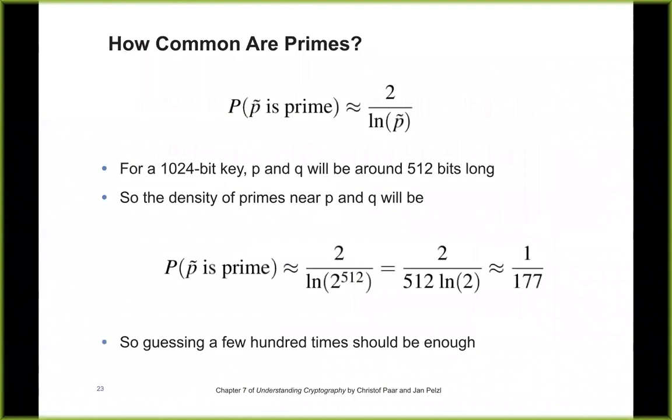You can see here's how common primes are. This is, I think, the gamma function or the zeta function. Anyway, it's 2 over the log of p. So it turns out that in the range of 512 bits, about one number out of every 177 is prime. So you really don't have to guess too many times before you'll just get lucky and find a prime number.